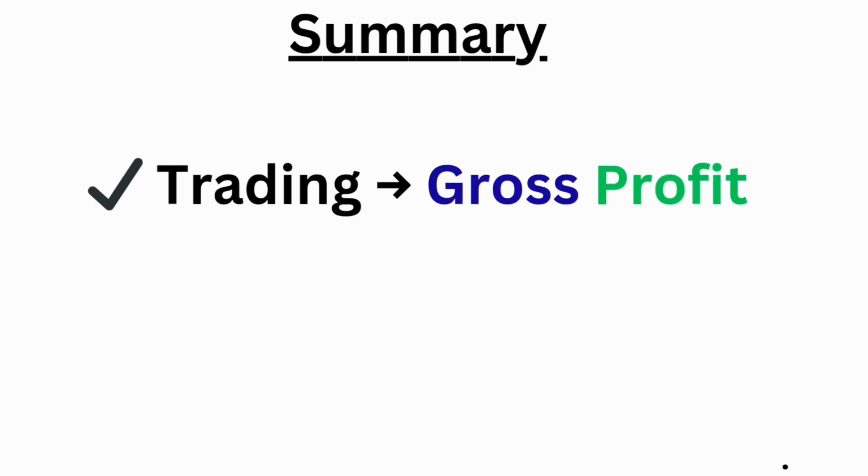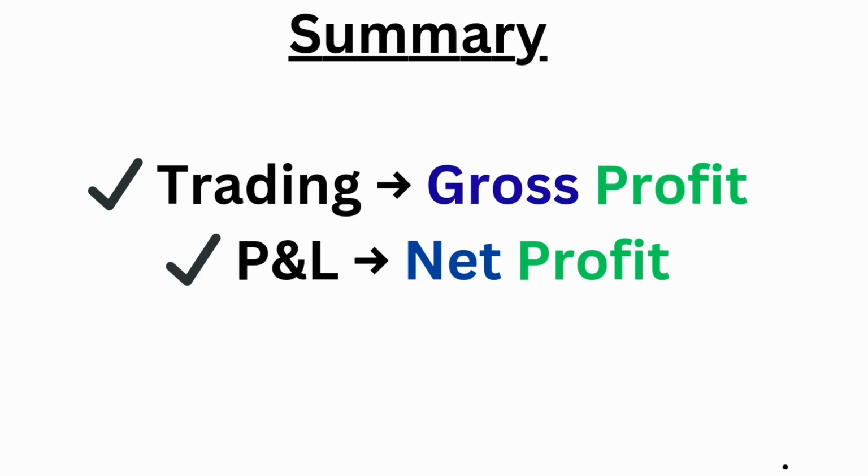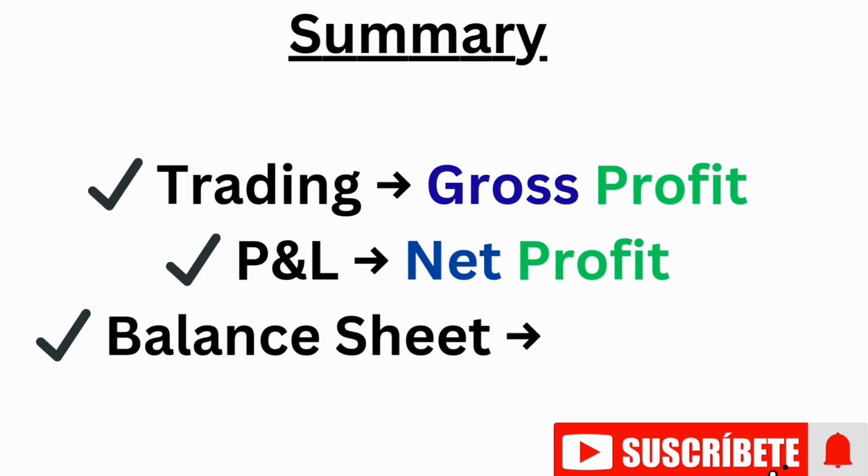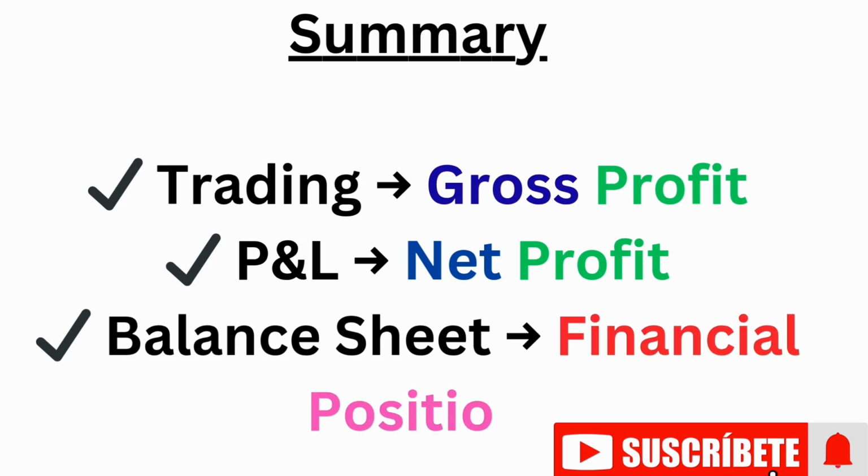That's 15,000. Now, to summarize, the trading account gives us gross profit, while the profit and loss account gives us net profit, and the balance sheet shows the financial position of the business. That is a simple way to explain final accounts.